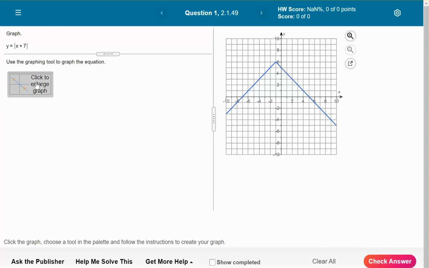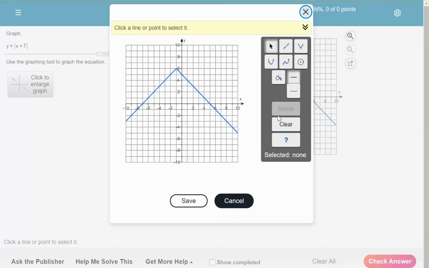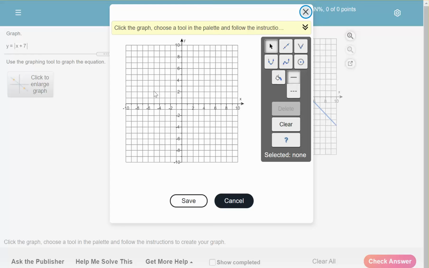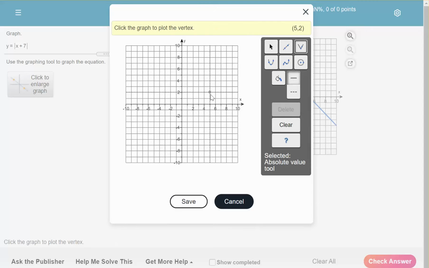So I'm going to click here to do the graph. I'm going to go ahead and clear this. And we know that it's absolute value. We've already done the graph. We need to use the template for absolute value, which is the V-shaped template. And the first thing we're going to do, notice what it says. Click the graph to plot the vertex. So it wants the vertex first.